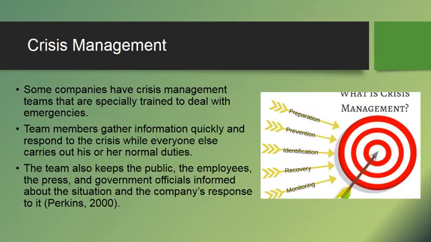Crisis management. Some of the really big companies have crisis management teams that are specially trained to deal with emergencies. Team members gather information quickly and respond to the crisis while everyone else carries out their normal duties. The team also keeps the public, the employees, the press, and government officials informed about the situation and the company's response to it. So, when we think of crisis management, these are the 5 elements.